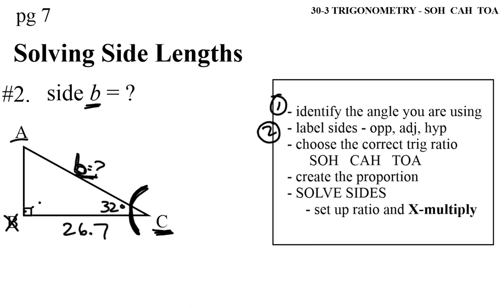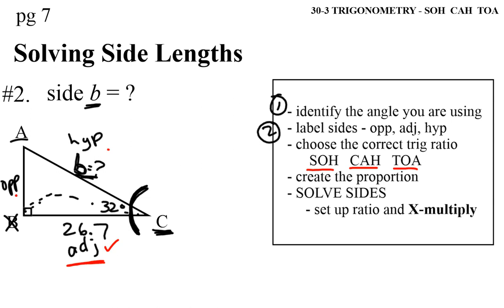Label the sides. Label the sides the same way. Opposite the 90 is hypotenuse. Opposite the reference angle is opposite. And that also leaves adjacent. Now again, we need to choose the trig ratio. Well, which side isn't useful to us? In this case, I like to look at what is useful. Adjacent's given to us, that's a good thing.